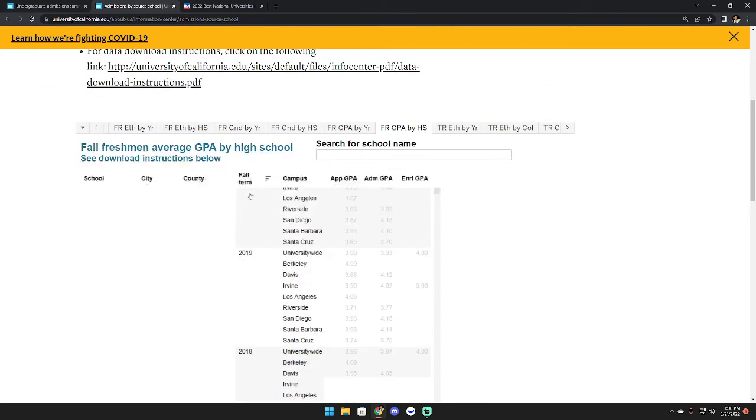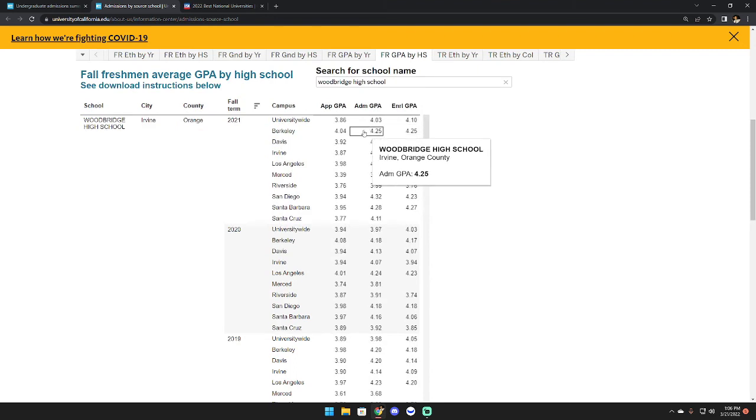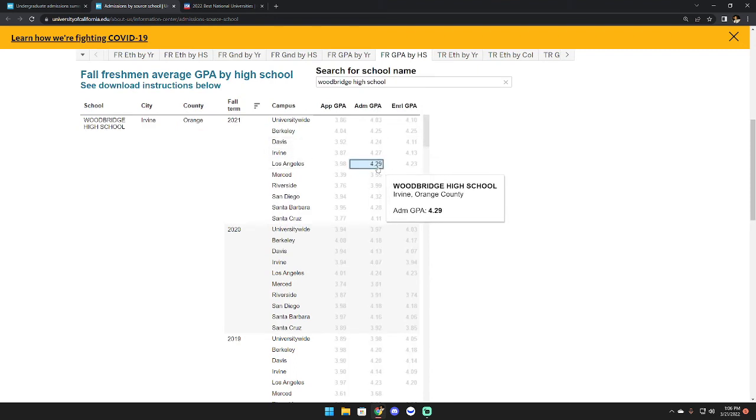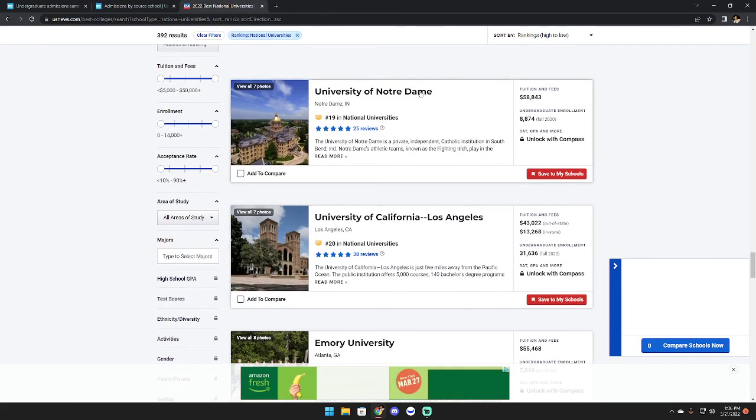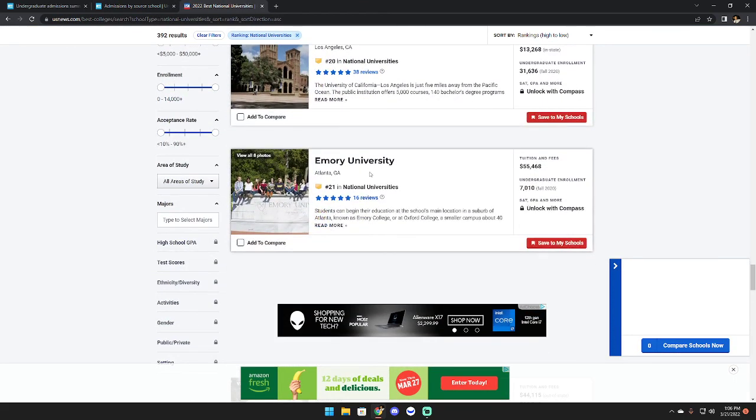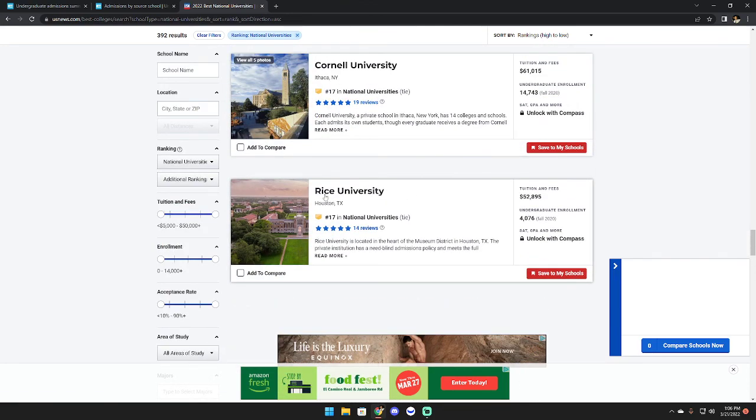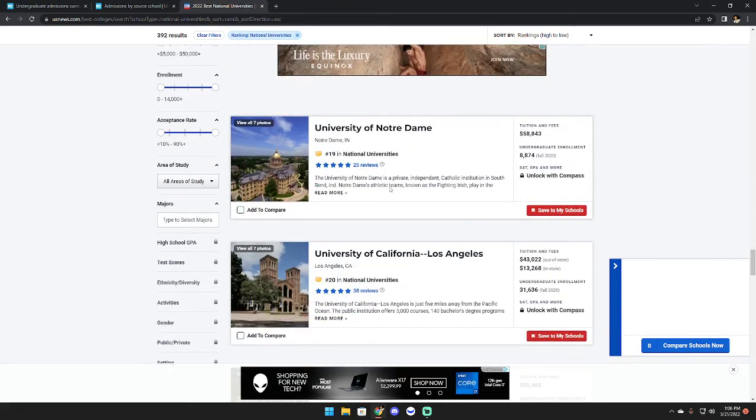let's say that's, what's another school that we could try? Let's just go with Woodbridge High School. Okay, so if you're going to Woodbridge and you're aiming for a school like UCLA, it's about a 4.29 weighted GPA expectation. So you can expect Notre Dame to be around a 4.29, Emory a 4.29, Rice, Cornell. So that's how you want to use this all.